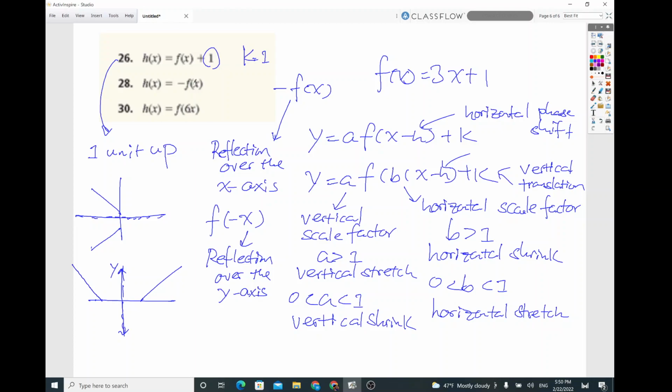So this one is showing that negative outside, so reflected over the x-axis. And then what about 30? So 30 is showing that h of x equals f of 6x. So 6, it's right next to the variable, so that's the value of b. Again, if b is greater than 1, that means it's considered a horizontal shrink by the factor of 6. Okay, so horizontal shrink.